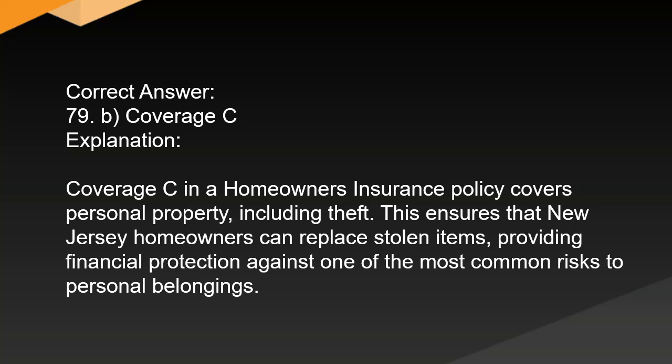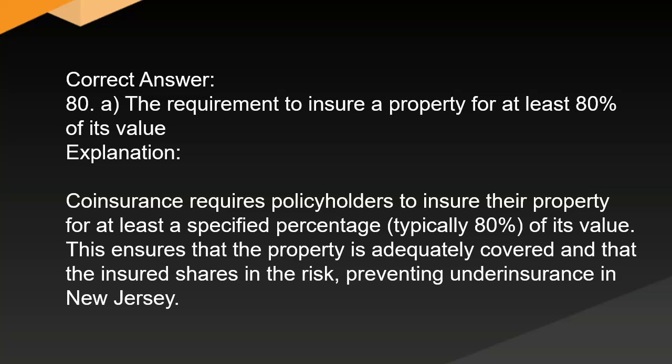Correct answer. B. Coverage C. Explanation. Coverage C in a homeowner's insurance policy covers personal property, including theft. This ensures that New Jersey homeowners can replace stolen items, providing financial protection against one of the most common risks to personal belongings.